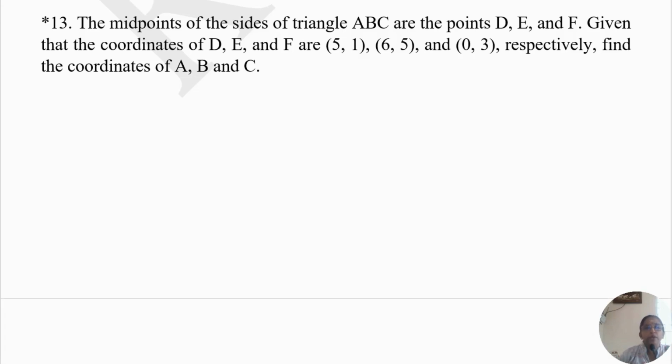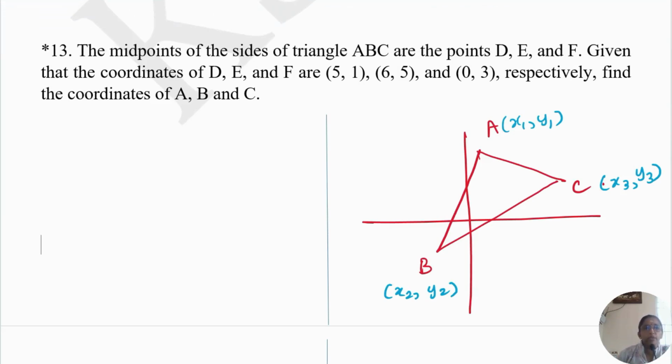Coming to the next question, the midpoints of the sides of the triangle ABC are points D, E, F, and the coordinates of D, E, F are given to us. Find the coordinates of A, B, and C. Now you can draw your diagram this way. So ABC, let us consider A is (x1, y1), B is (x2, y2), and C is (x3, y3). And we are given the D point. D is (5, 1), that is the midpoint of BC. And here E point is (6, 5). And next, F point is (0, 3). So you can mark your diagram this way.